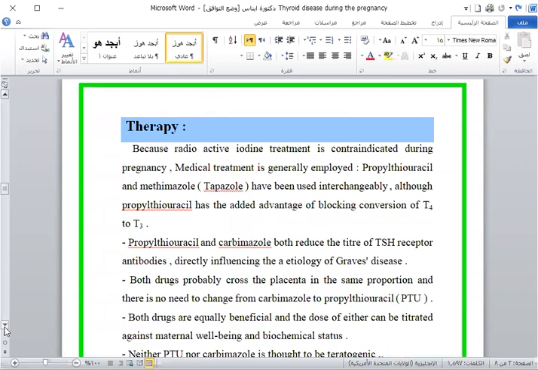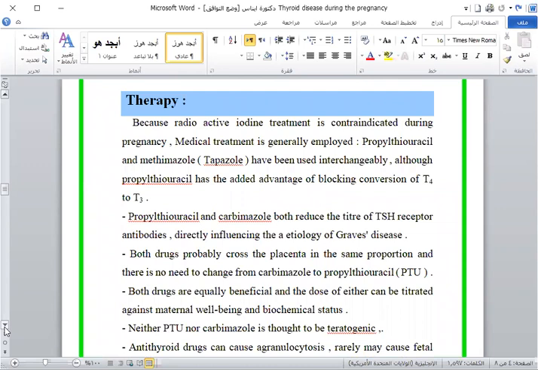Okay, how can we manage the patient? We examine the patient and investigate, and the patient is diagnosed with hyperthyroidism. So what type of drugs should our management give to the patient? Because radioactive iodine is contraindicated during pregnancy, medical treatment is generally employed. We know from medicine that hyperthyroidism is treated either by radioactive iodine, medical treatment, or surgical treatment. During pregnancy, because radioactive iodine is teratogenic, it is contraindicated. We will exclude it, so the management will be medical treatment.